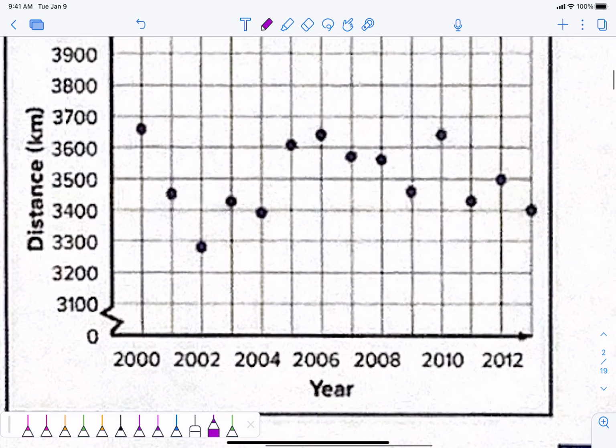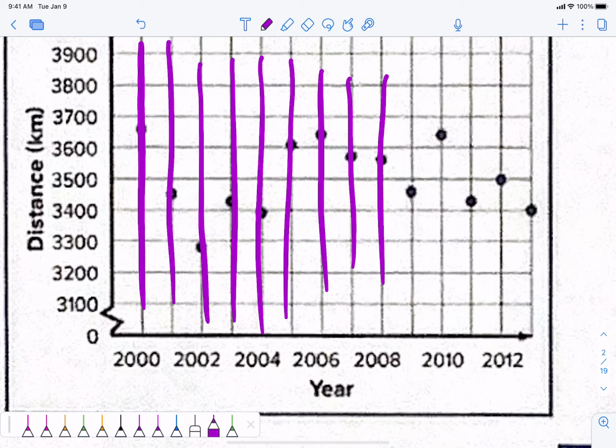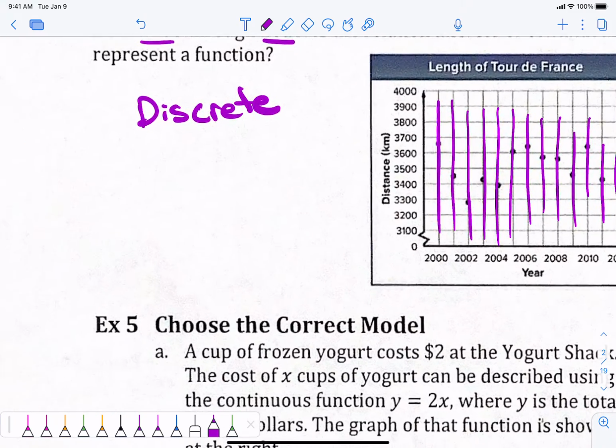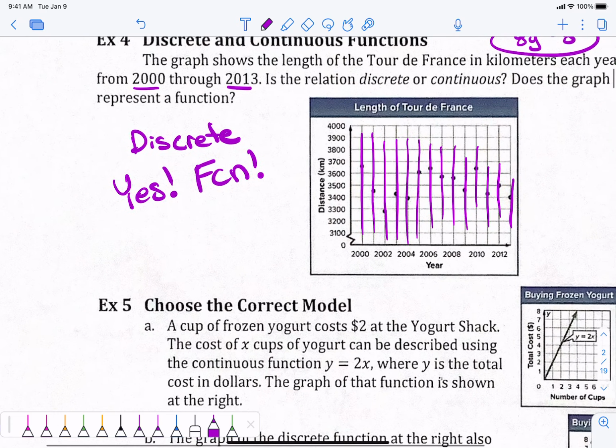You could look at the vertical line test, right? So I do a vertical line here, a vertical line here. Am I going to pass through any, like 2 dots at one shot? No. What would it mean if I would pass through 2 dots at one shot? That would mean we have 2 Tour de France's going on in the same year, right? That were 2 different distances. Can you have 2 of those in one year? No. So this is yes, a function, or no, not a function? Yes, a function. Does that make sense? It is a function. We only have 1 Tour de France or 1 race going on every single year, right?